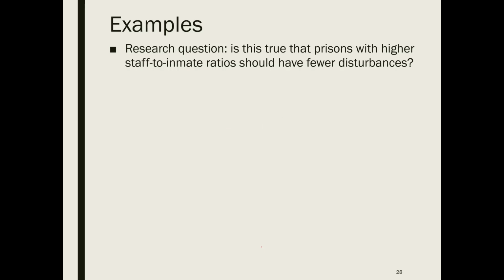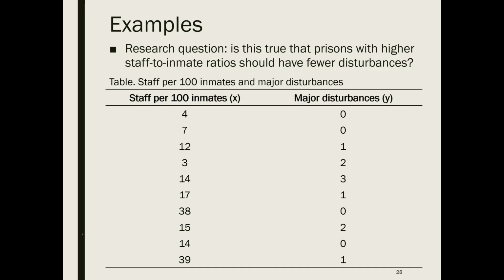The second example asks a research question: is it true that prisons with a higher staff to inmate ratio should have fewer disturbances? Okay, so again, here we have how many cases? You can count it: 1, 2, 3, 4, 5, 6, 7, 8, 9, 10. So we have 10 prisons. Each of the prisons provides two numbers.